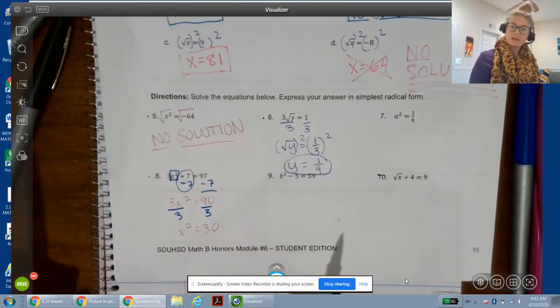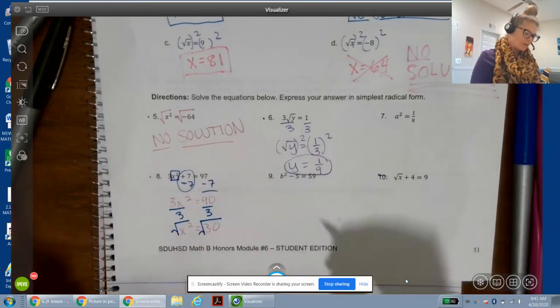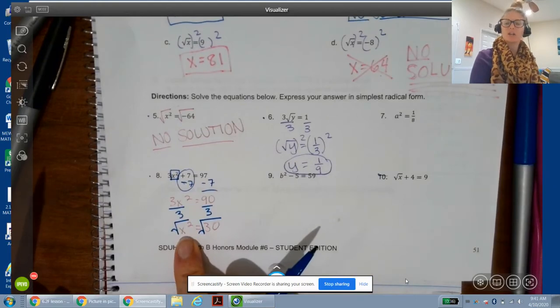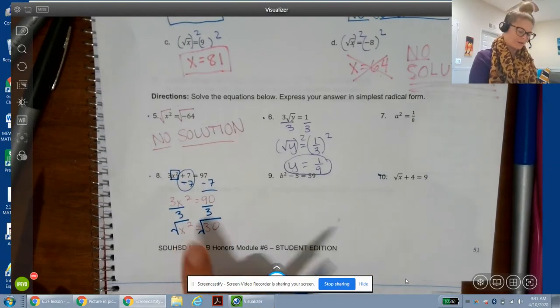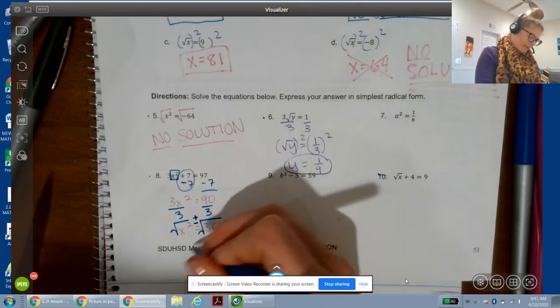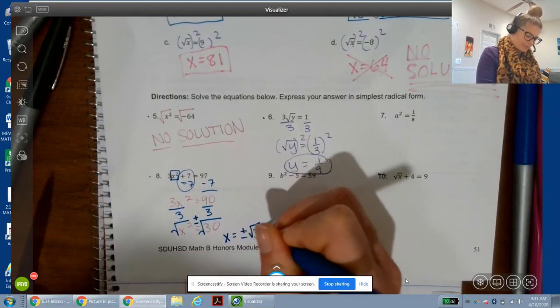Okay. How do you undo squaring? Take the square root. Notice this is an x squared. So whatever number I substitute for x, it could be positive or it could be negative. So from there, I'm going to be thinking plus or minus. So I know that x is equal to plus or minus the square root of 30.